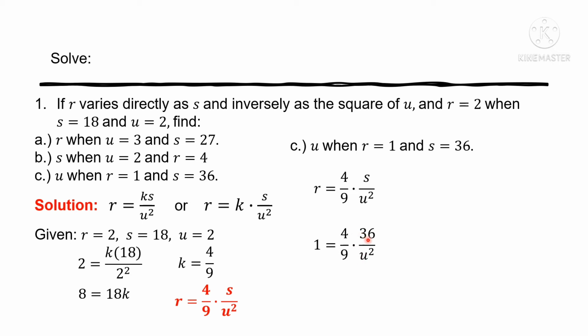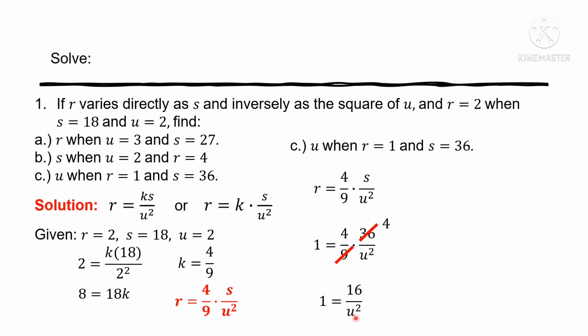Yung 36 at saka 9 are divisible naman by 9. So, we can apply the cancellation. So, yung 36 divided by 9 is 4 and 9 divided by 9 is 1. Kaya, ang natira sa numerator ay 4 times 4 at dito naman ay U squared. So, we have 16. 4 times 4, 16 over U squared.